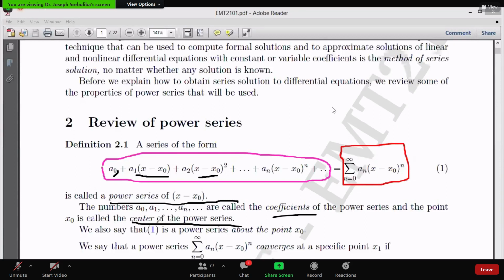So you can be asked to explain or describe what the center of a power series is. We are saying that x0 is called the center of the power series, and a0 up to an are the coefficients. From (1), we are saying that it is a power series about a point x0. Everything will depend on this, and remember, x0 is what you use to initialize.